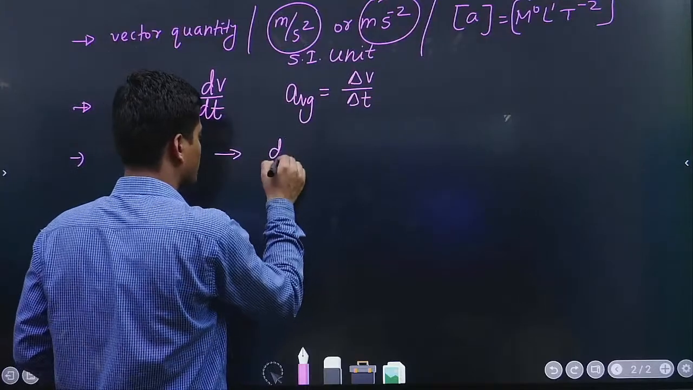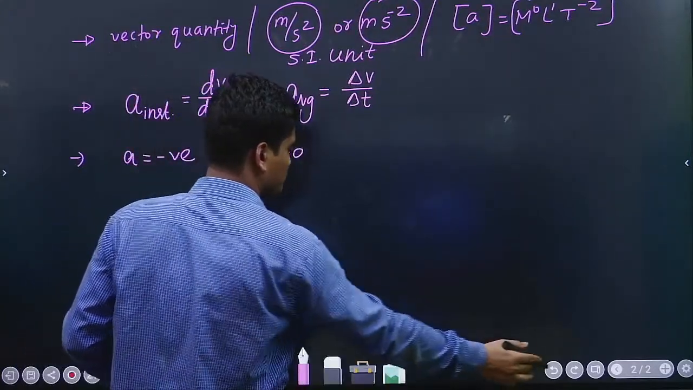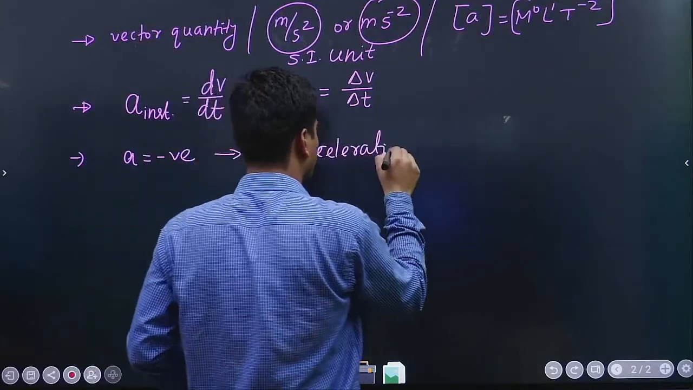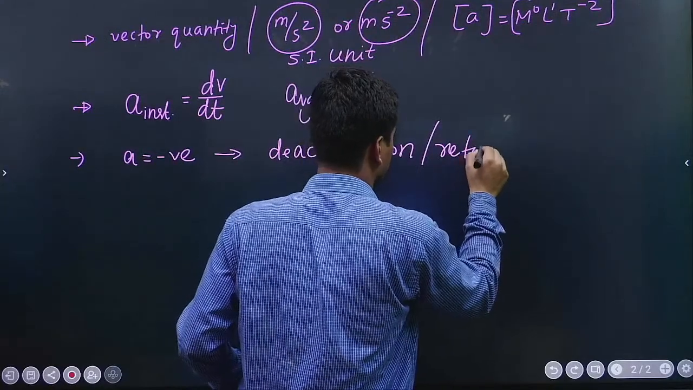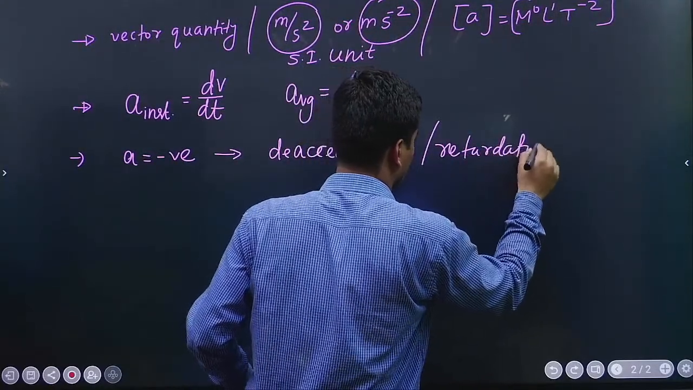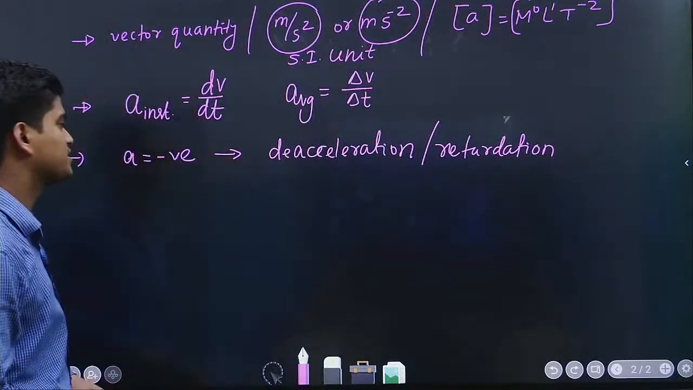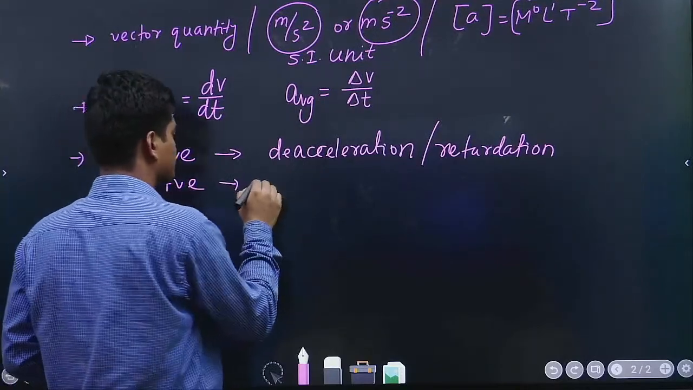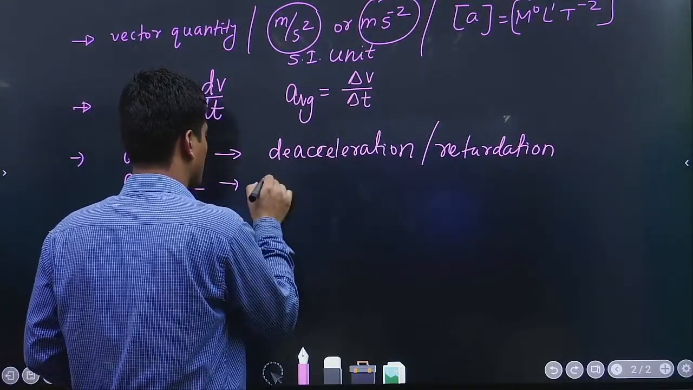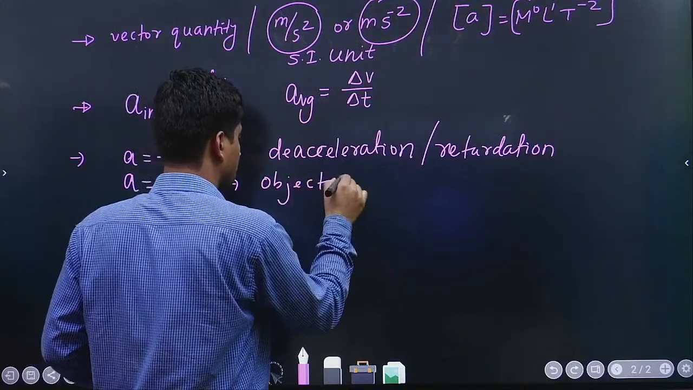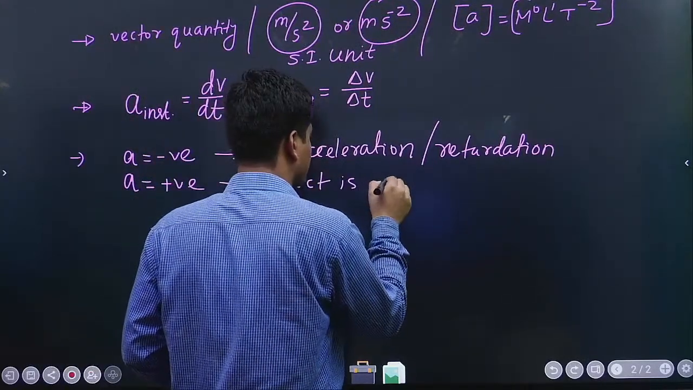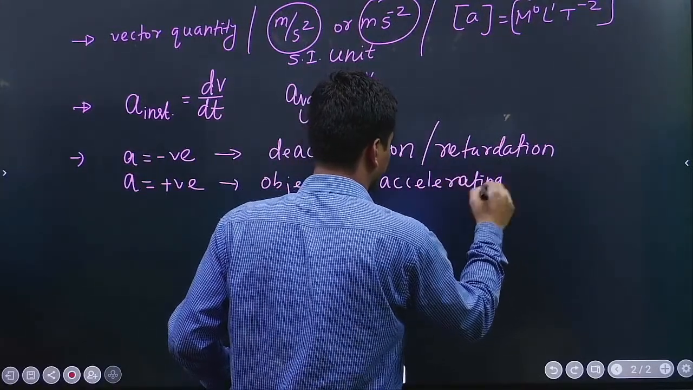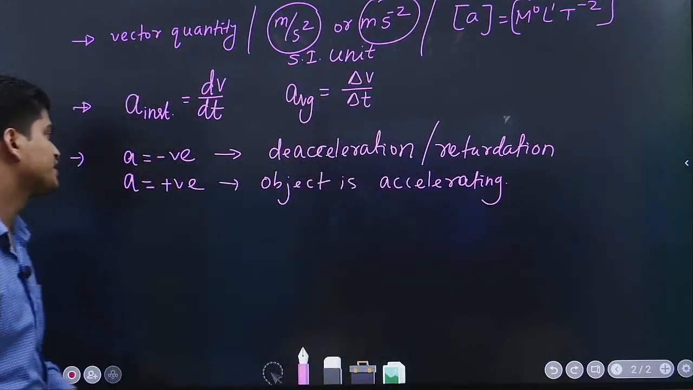So that means it is basically called deceleration, or you can call it retardation. So when acceleration is negative, it is deceleration or retardation, and when acceleration is positive, it is accelerating actually. So the object, or particle, or body is accelerating. That means its velocity is increasing with respect to time.